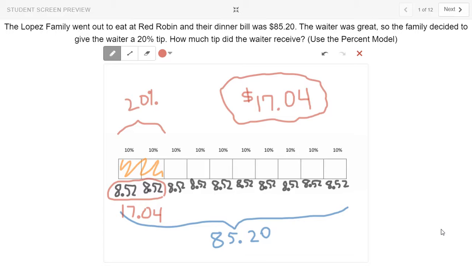Use the percent model. Since the whole bill is $85.20, I have it out of 85.20. And how much is 10% of 85.20? Move that decimal one to the left. So 10% would be $8.52. And since the family decided to give a 20% tip, I shaded two boxes. That's 8.52 times 2, which means $17.04 tip was given.